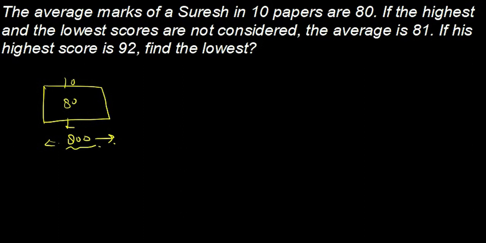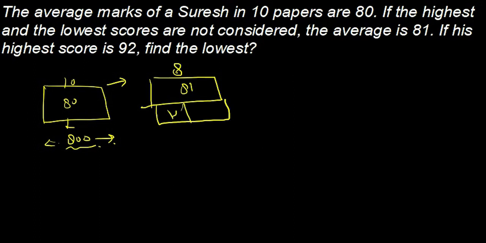After the highest and lowest are not considered, then how many people are left? 8 people, and then the average is going to be 81. I'm just making a diagram. Let's say these two are the highest and this one is the lowest. So this diagram now concludes into this particular diagram.